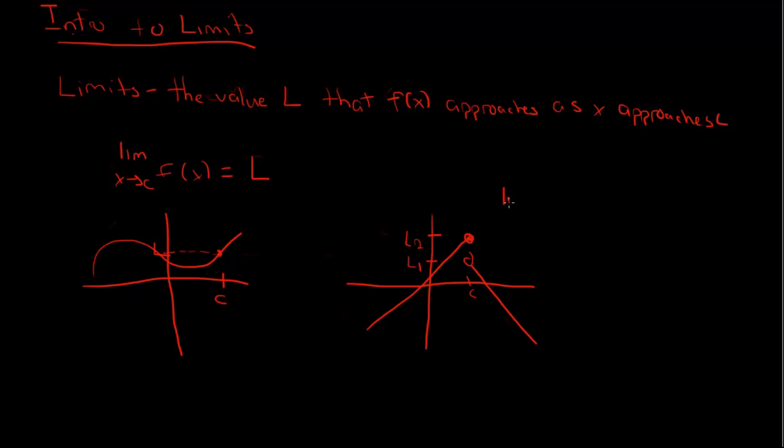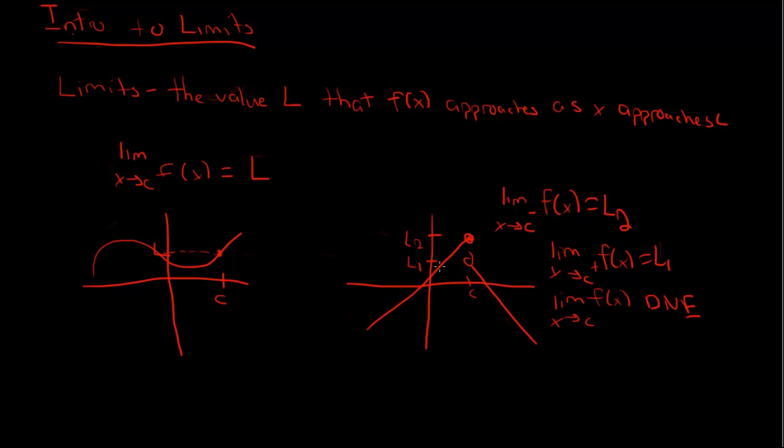So let's look at how to write this. To write the limit as x approaches c from the left, you would put this minus sign up here, of f of x, and this would equal L2. And the limit as x approaches c from the right, you would put a plus sign here, of f of x, is equal to L1, or this value. And you can see here that because these two are not equal, we can say that the limit as x approaches c of f of x does not exist, because as it approaches from the left and the right, it's not equal.